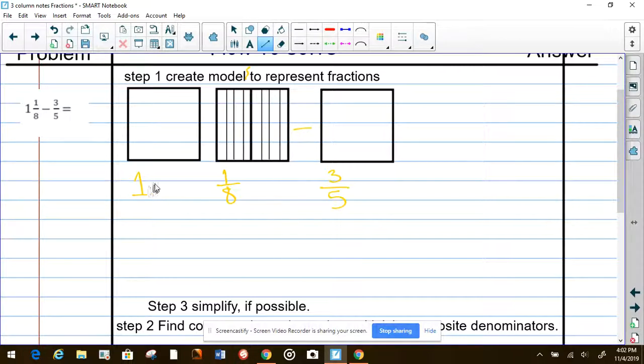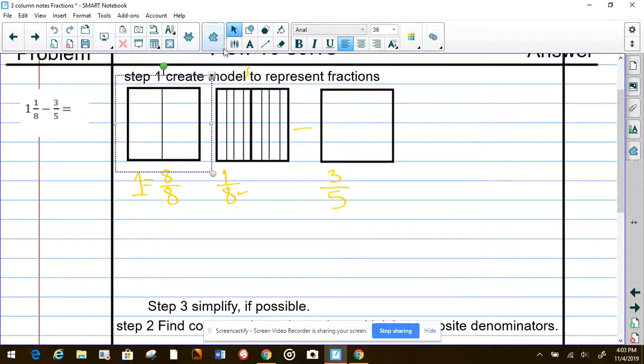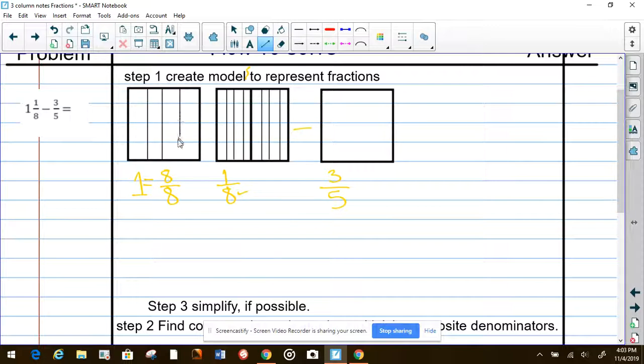Now, because these two are related, this denominator is telling me that this has to be divided into the same number of parts, which is 8/8. So let's do that right now. Eight parts again. This is half, these are fourths, and each fourth is now fractioned into eighths.